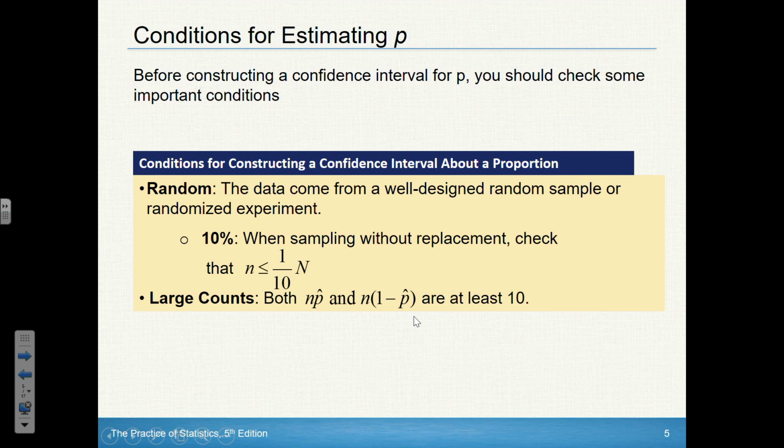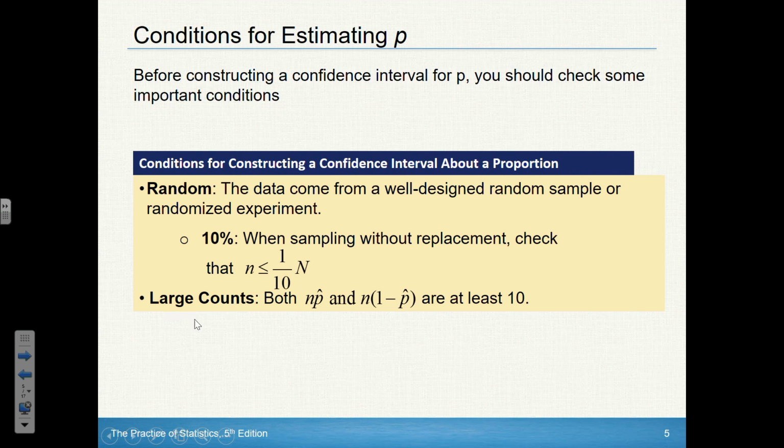Just a reminder on the conditions. We said in class that it's a sin to forget your conditions. What does the S, I, and the N stand for? The S stands for the data is collected randomly. The I is for independence, and that means that your population is at least 10 times the sample size, or your sample is less than or equal to 1/10 of your population.